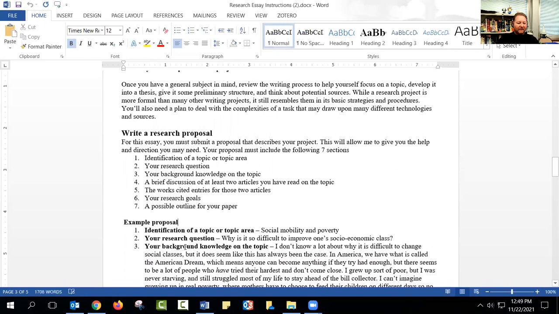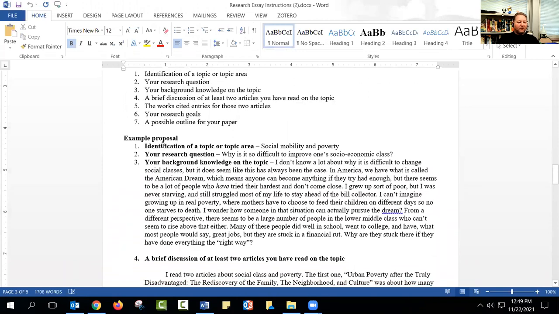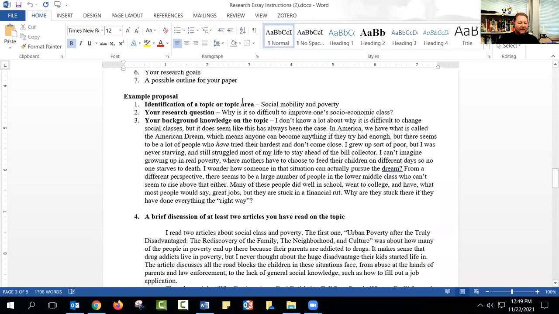And then right below it here is an example. So your proposal will look very similar to this, just on a different topic. My topic here was social mobility and poverty. That's a huge category. My question: why is it so difficult to improve one's socioeconomic class? In other words, why is it so hard, if you're poor, to get out of poverty? Why is that so difficult?